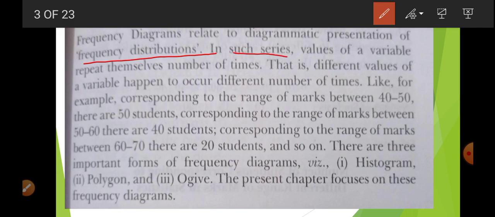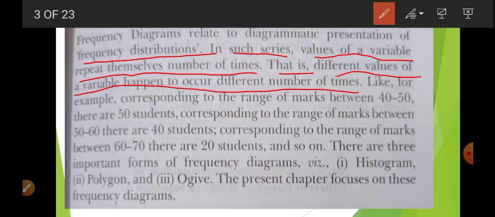In such series, values of a variable repeat themselves a number of times. That is, the different values of a variable happen to occur different number of times. Simply, it is given in a series like 40 to 50, 50 to 60, 60 to 70. So there is a continuity. This type of frequency distribution, the continuous series, is represented in three ways. First is histogram, second is polygon, and third is ogive. That is the topic of this chapter.